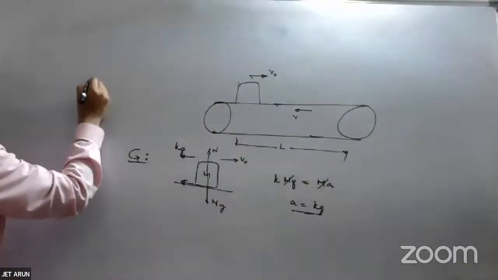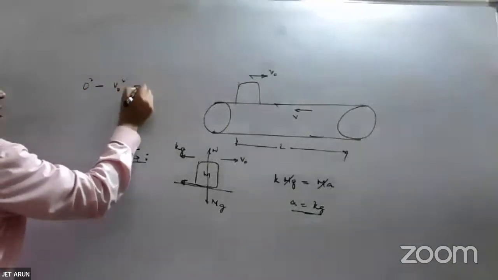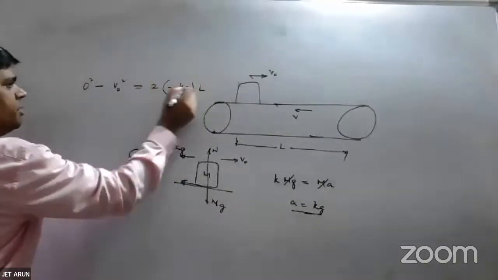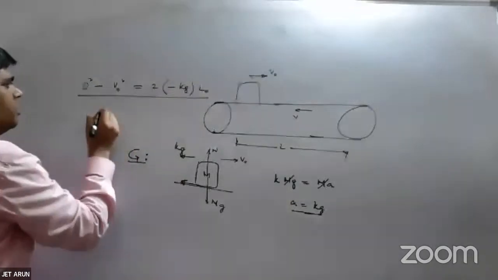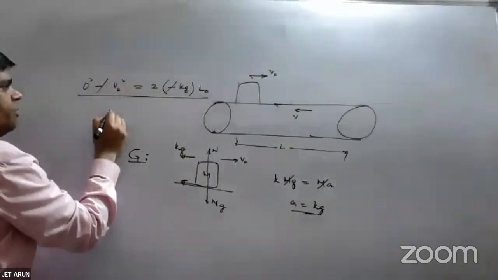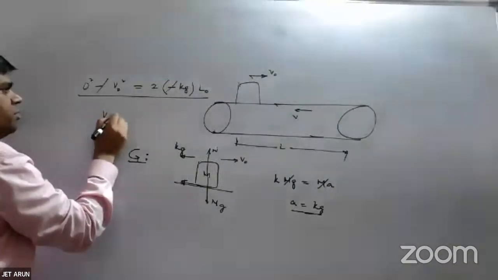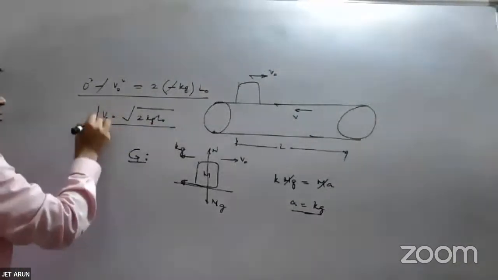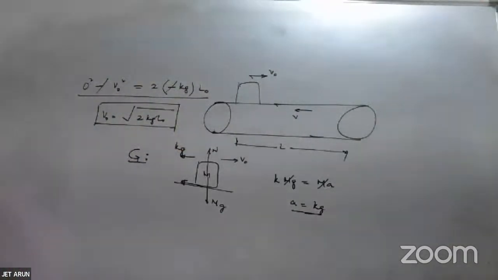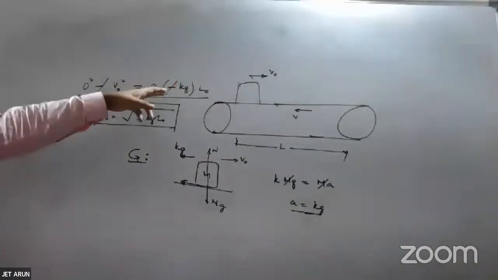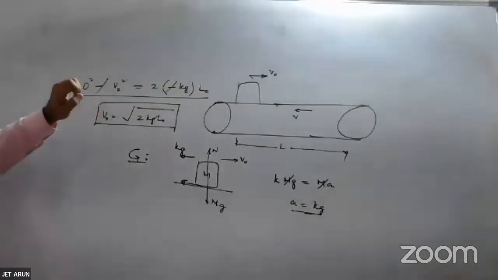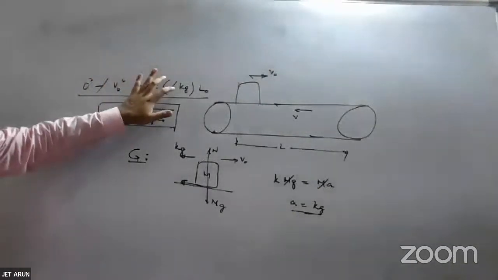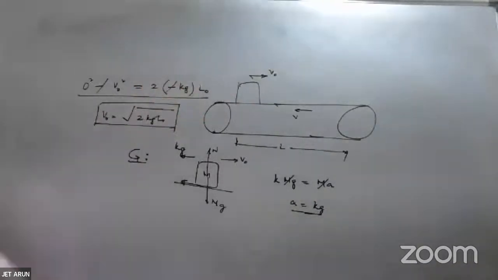So I'll write final velocity square minus v naught square is equal to 2 times minus mu g times L. So minus gets cancelled out. I'll have v naught is equal to root 2 mu g L. v square minus u square is 2as. Acceleration is negative. Final velocity is 0. Particle is retarding. So v square is 0 minus u square, v naught square, is equal to 2 times acceleration, which is negative mu g, into L.